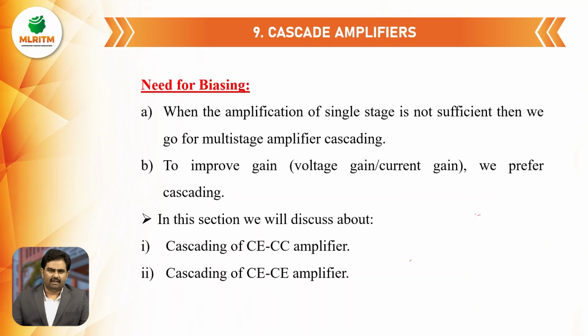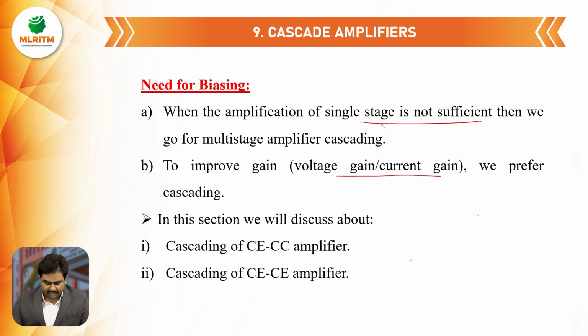So as an example, in this section, first we will see CE-CC amplifier. That means 2 different amplifiers, if we connect, what will happen, we will see. After that, as a second example, we will see same amplifiers we are connecting as 2-stage, like CE-CE amplifier, right? So coming to the cascade amplifiers again, why do we use cascade amplifiers? When the amplification of single stage is not sufficient, we go for generally multi-stage amplifier cascading. So why are we going to connect it, and what are the benefits we will get? By connecting multi-stage amplifiers, the gain, like voltage gain or current gain, will be improved. That's why we refer to cascading.